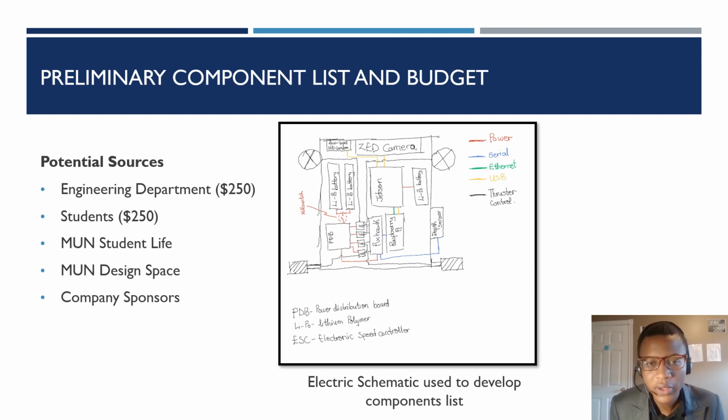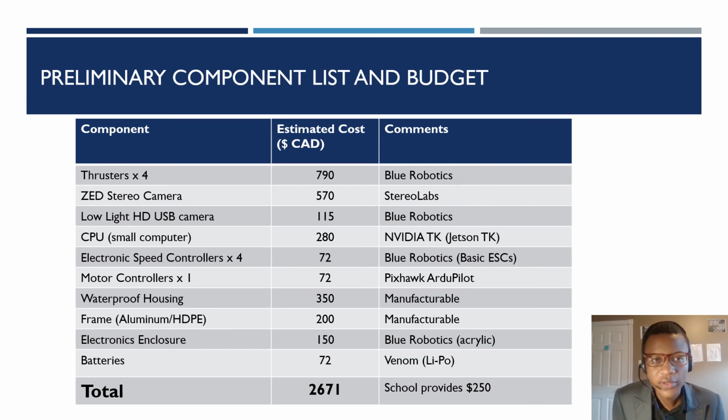For our budget, we based our component list on previous technical reports from the competition, and we drew up a preliminary component list. This is the preliminary component list. You can see the components on the left. We wrote down the estimated cost in Canadian dollars, and the grand total came to about $2,670. We believe that even though this is higher than the budgeted amount of $500, we are positive that we'll be able to raise the funds that are needed based on our conversations with members of the university.